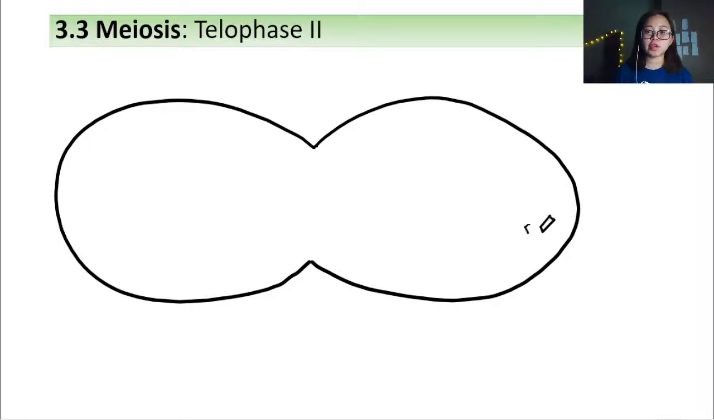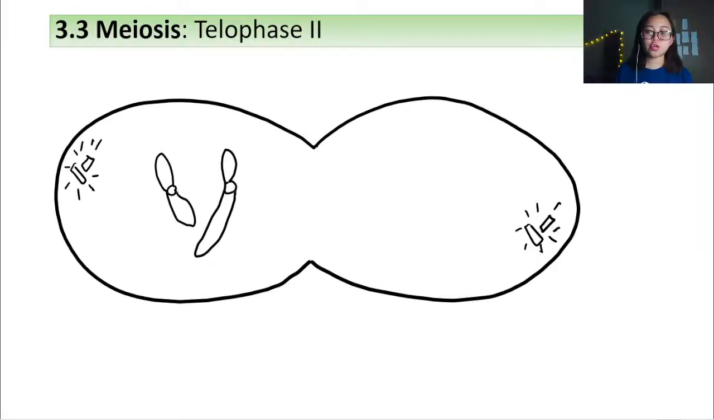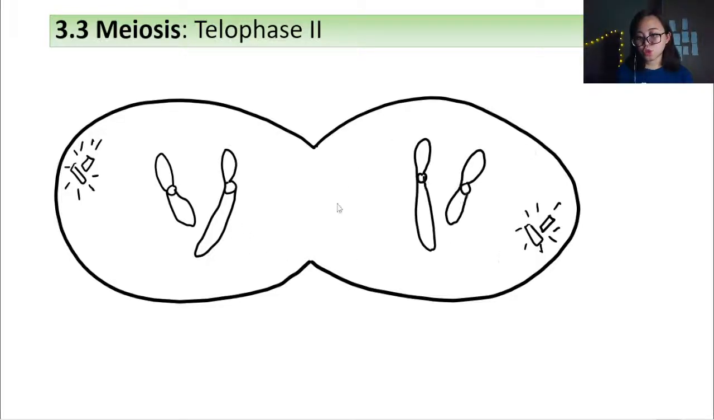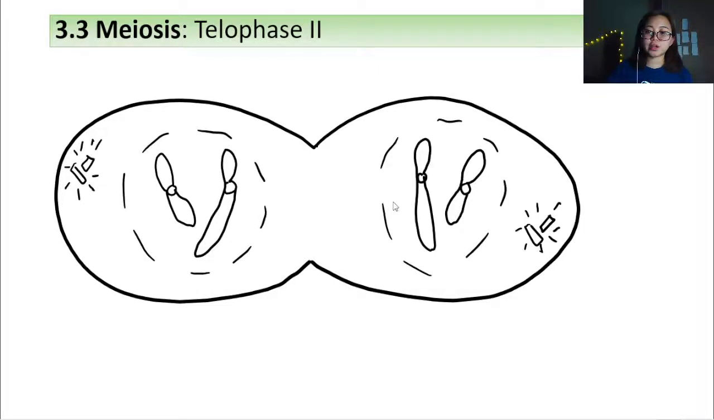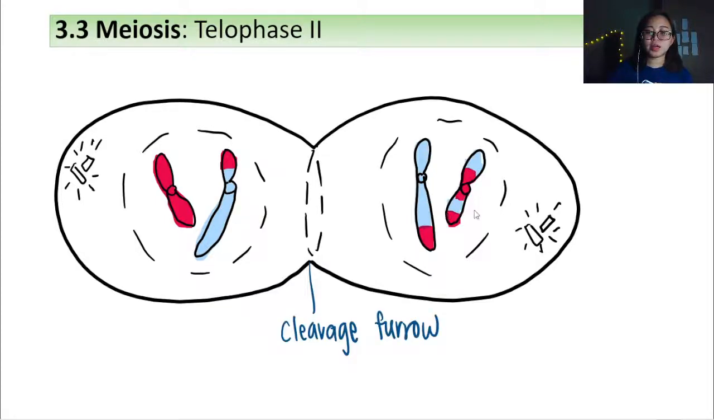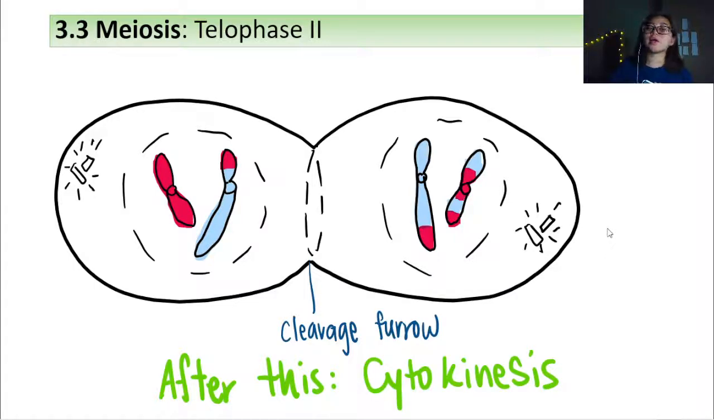We're gonna draw the telophase. Gonna draw the centrosome. Another centrosome. Drawing 2 daughter chromosomes. Another 2 daughter chromosomes on the other side. Drawing the nuclear envelope. Second nuclear envelope. I draw the contractile ring. And I color in the chromosome. And I would like to label the cleavage furrow. After this, after telophase 2, we will have cytokinesis.